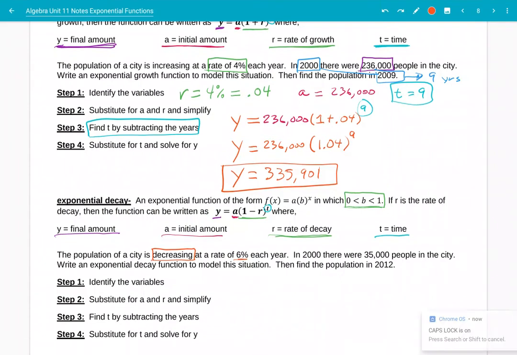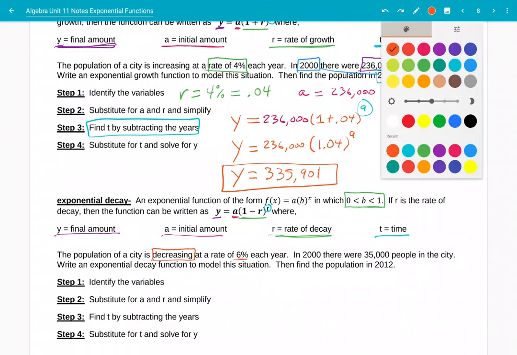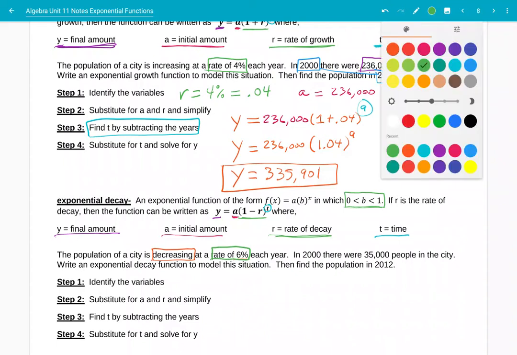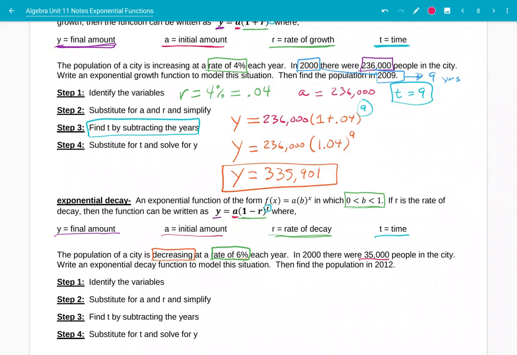Rate of decay. Here we go. Green. Rate of decay. Rate of 6%. There's a decay. And in 2000, there were 35,000 people in the city, so that is the initial amount. And then the time, we can do that again. 2000 to 2012, that was 12 years. So that's going to be the time.